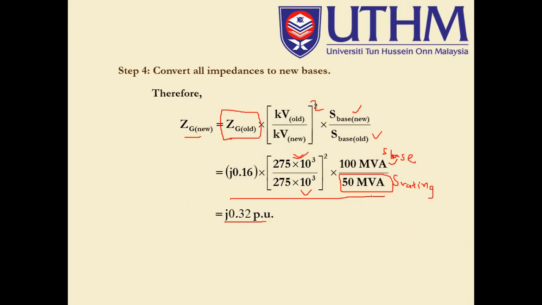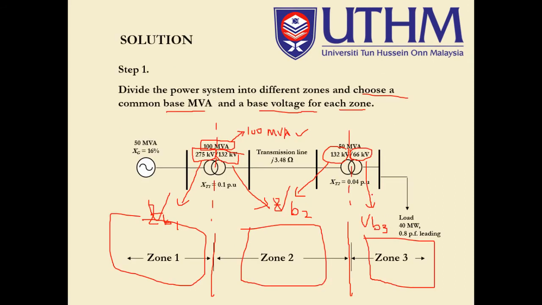You can see from the SLD over here, this is the load zone, zone number 3. So we pick the V base 3 here according to the transformer voltage rating, which is 66 kV, the one I circled over here.